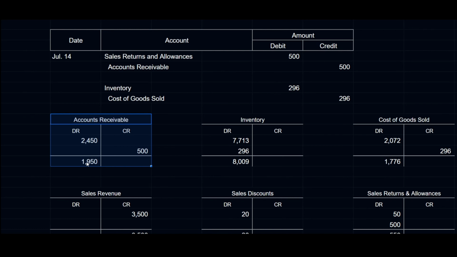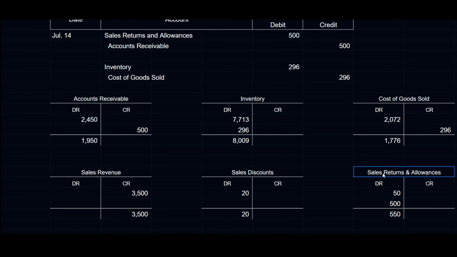Updating the accounts, we'll see accounts receivable has decreased by $500 because that amount is no longer receivable, and now the receivable sits at $1,950. Sales returns and allowances in the bottom right-hand corner of your screen. That has gone up to $550.